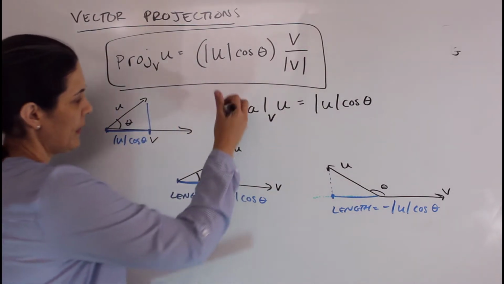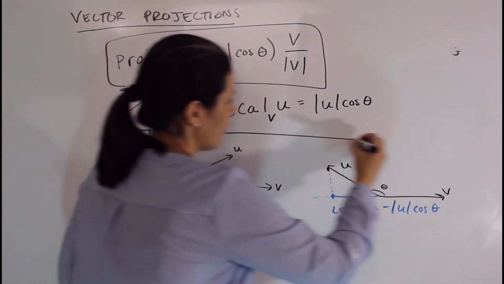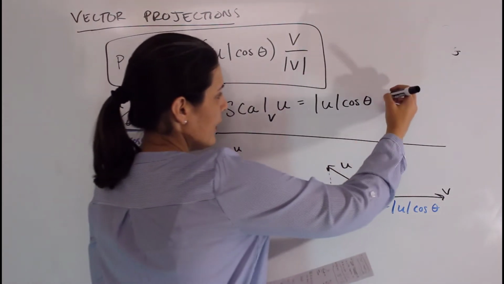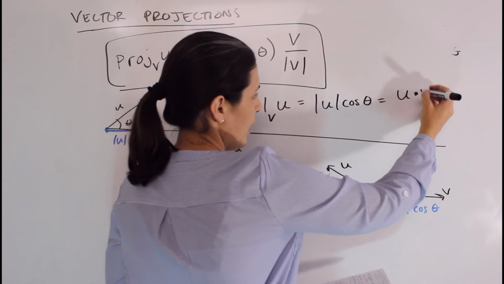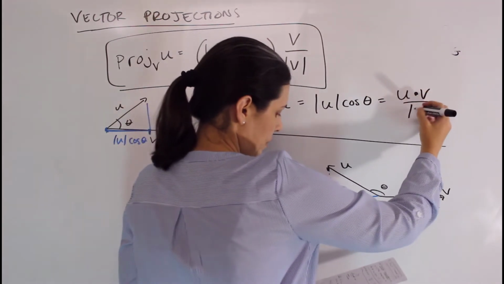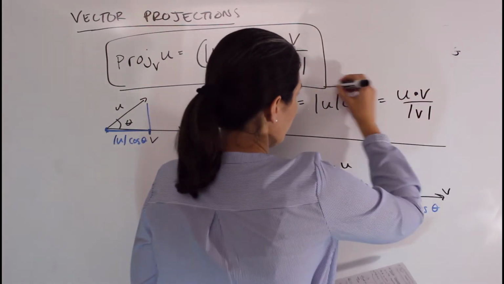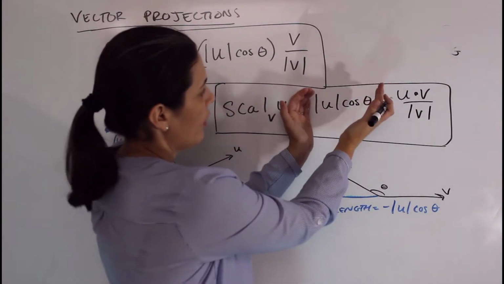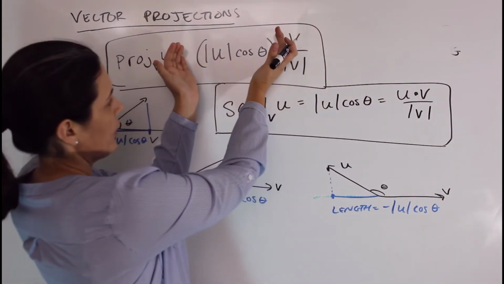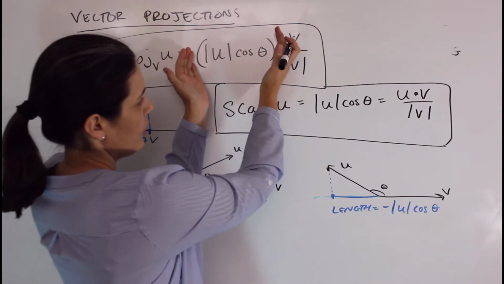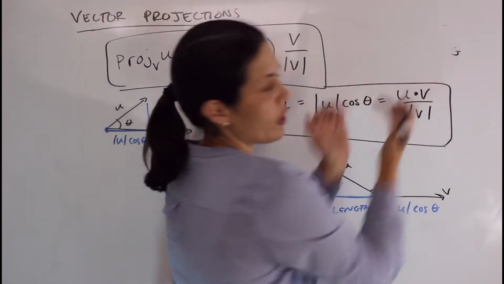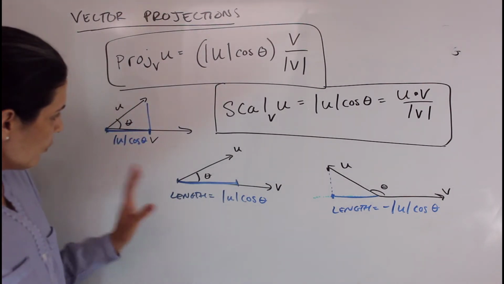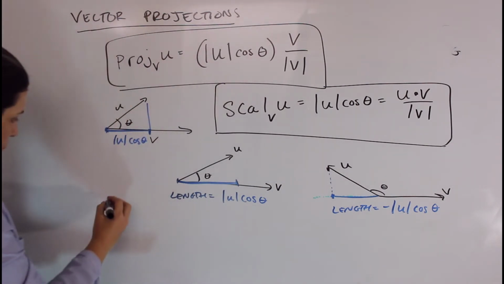Okay, so let me add one more piece to the scalar component of your projection. Another way you can write that is u dot v over the magnitude of v. So just another version for you, basically the length part of your projection vector. Okay, that was from this version, the very first version of the formula that we wrote down. Alright, we're ready to take a look at an example.